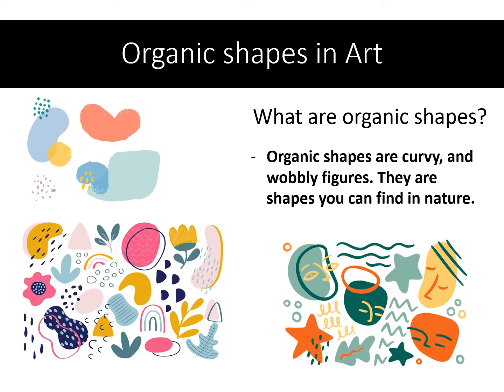Look at these pictures. Here we have blobs of color, and they're kind of weird. In some areas, they're smaller, some areas are bigger. They have waves to them, they're curvy, they're kind of wobbly, and that is known as organic shapes.